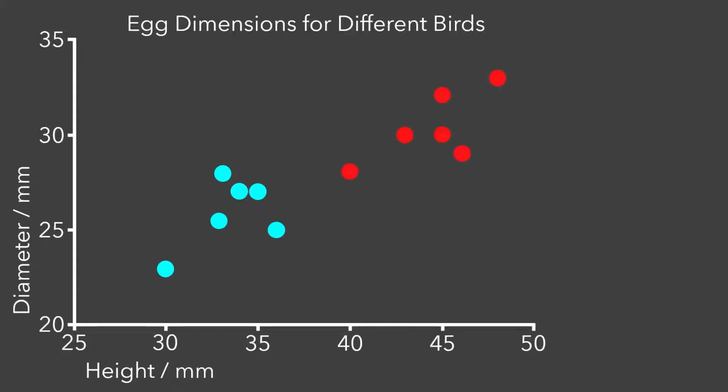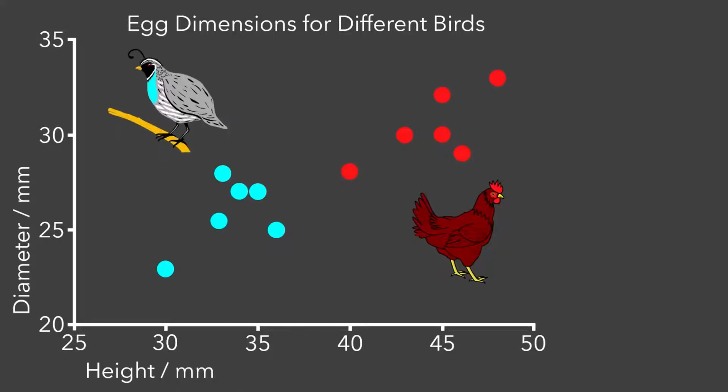And this red data, well, it's from a chicken, and our blue data from a quail. Now you can see that the quail's eggs are typically smaller in both the diameter and height, and the chicken's eggs are typically larger in diameter and height.